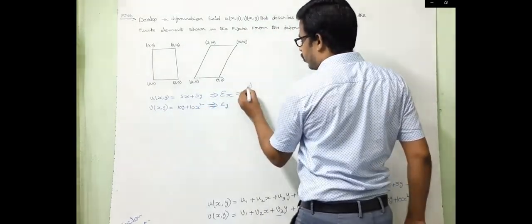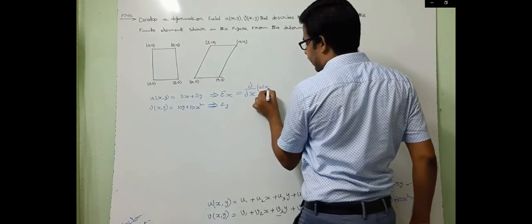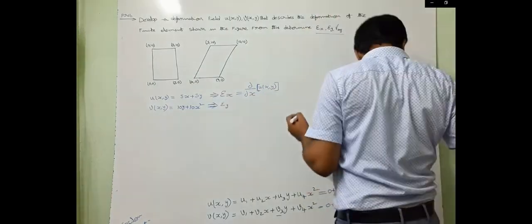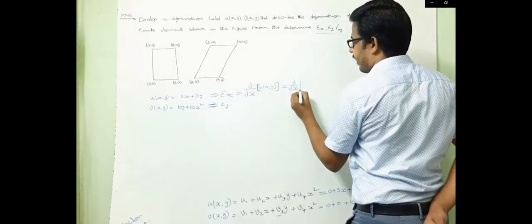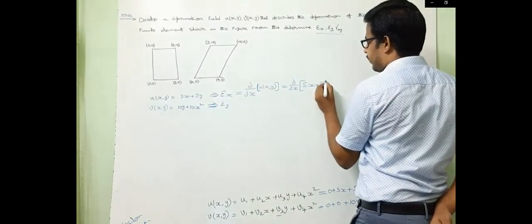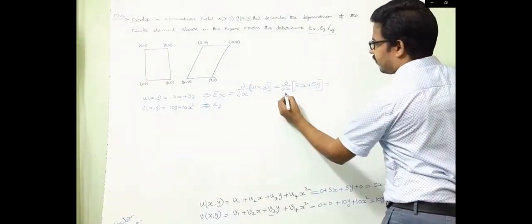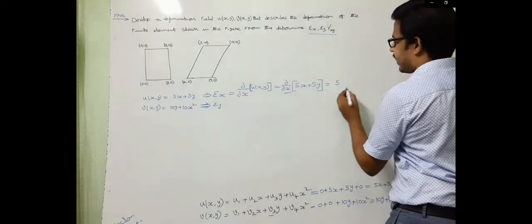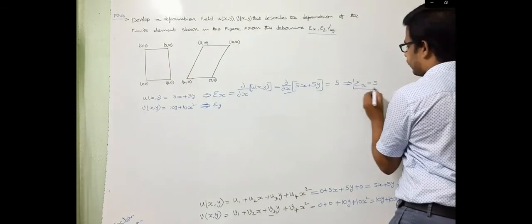Epsilon x is equal to dou by dou x of u of x comma y. What is the u of x comma y value? So here dou by dou x of 5x plus 5y, partial differentiate with respect to x. So here the epsilon x is equal to 5.